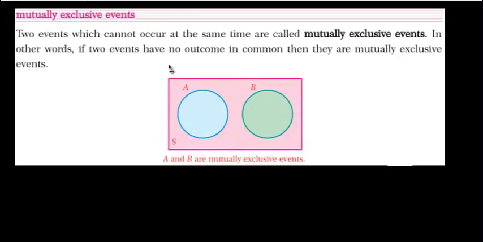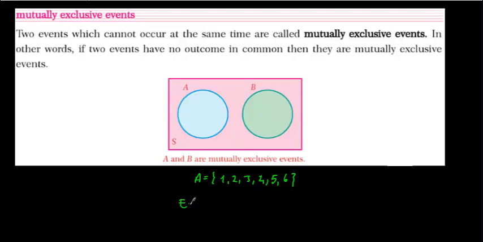continue with the mutually exclusive events. Mutually exclusive events means there's no intersection. How can there be no intersection in a case? Let me explain simply like this. In the rolling the dice example, the possible outcomes are 1, 2, 3, 4, 5 and 6.